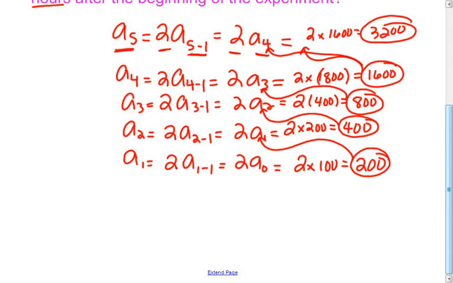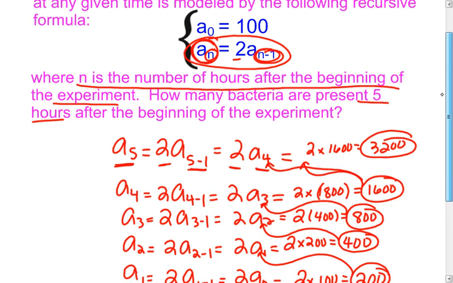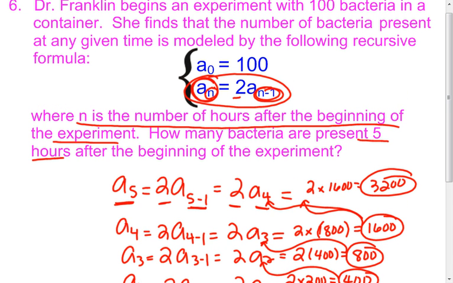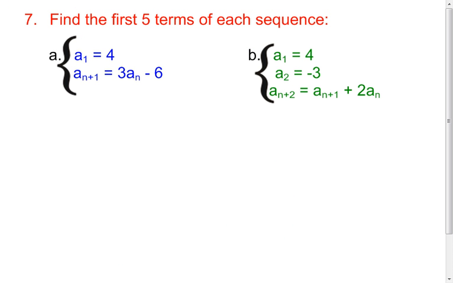I want you to be able to read this notation and realize that to find the term you need, you take 2 times the term before it. So to find term 1, I would take 2 times the term before it. To find term 2, I would take 2 times the term before it. That's all this is telling you to do. And the next one now, the notation is this.